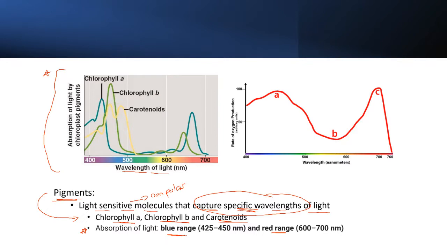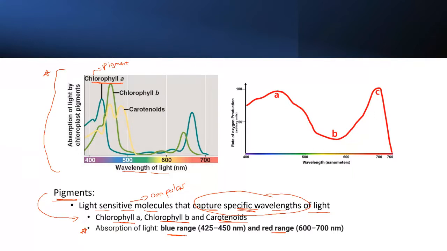I'm going to focus on chlorophyll A. Chlorophyll A is what? It's a pigment. Very good. Chlorophyll A is a pigment that absorbs best where? Let's look at the graph, at the absorption of light in chlorophyll A. It's going to be this one.